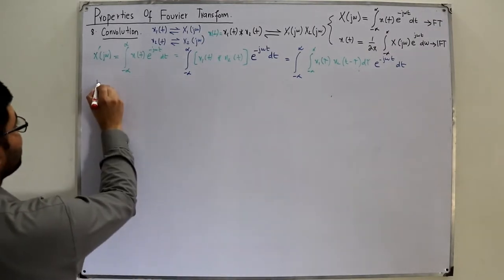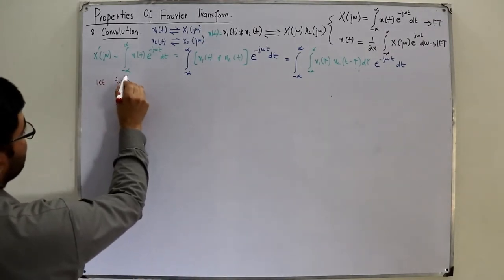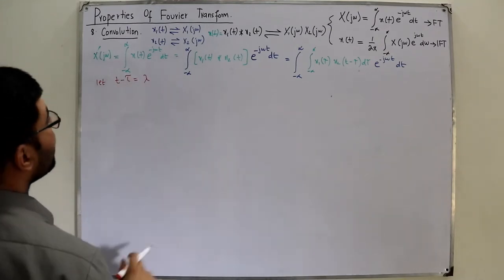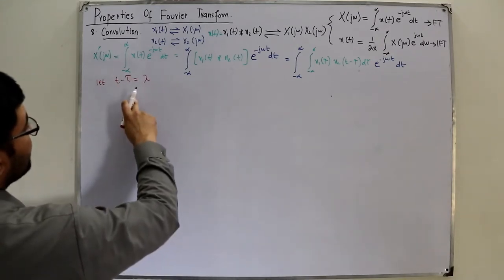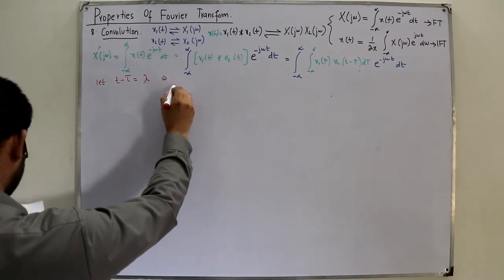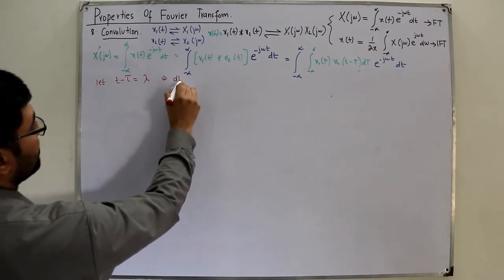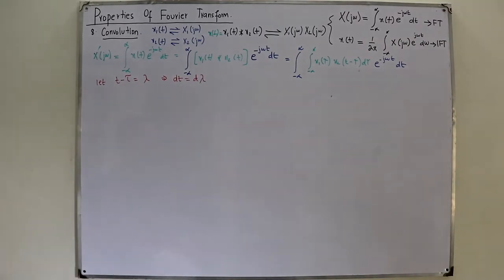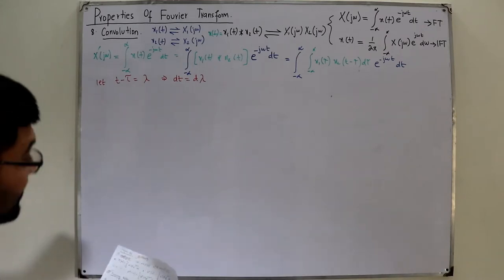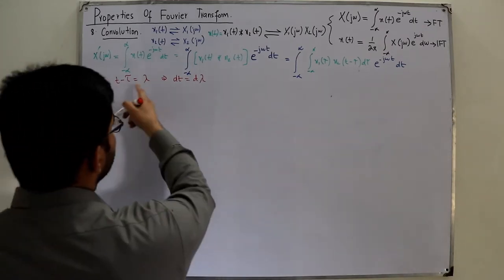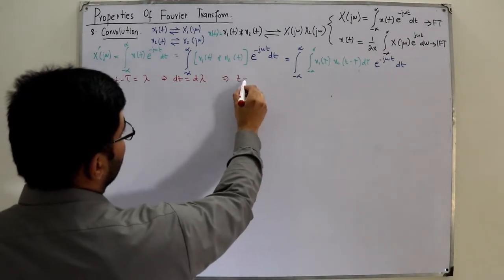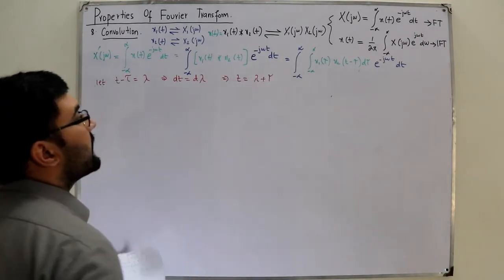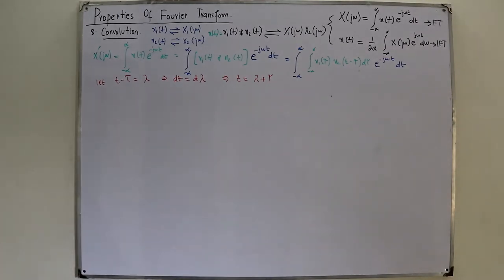Now let t minus tau be another variable lambda, such that dt is equal to d lambda. Why? Because tau is a constant value, so its derivative would be zero. This also implies that t is equal to lambda plus tau. So I put all these values back in the previous equation.